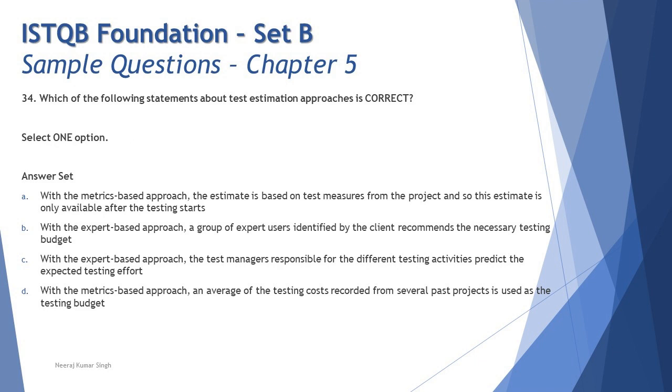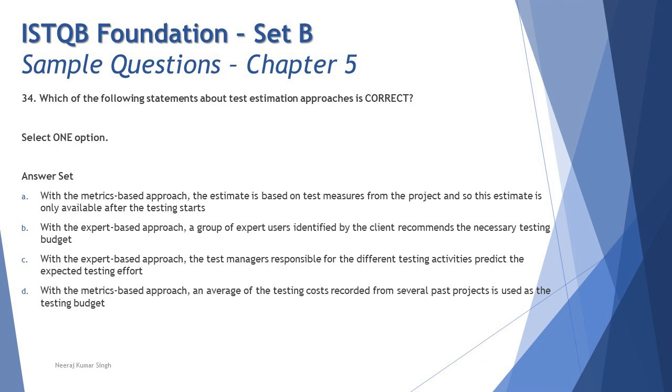Again, you don't have to be a test manager in order to answer this question, because this was a straightforward discussion. They gave you two types of estimation approaches as a part of the topic. So it's as per the syllabus. Option A says, with the metrics-based approach, the estimation is based on test measures from the project, and so this estimate is only available after the testing starts.